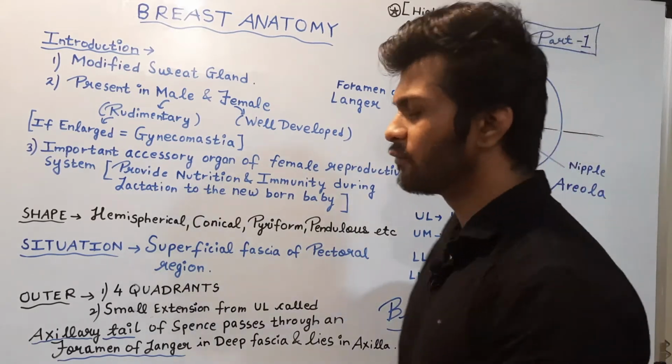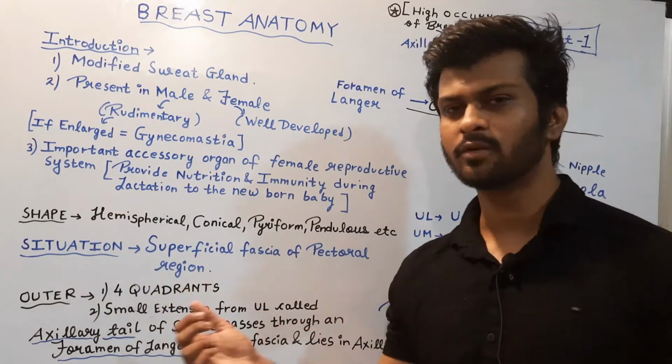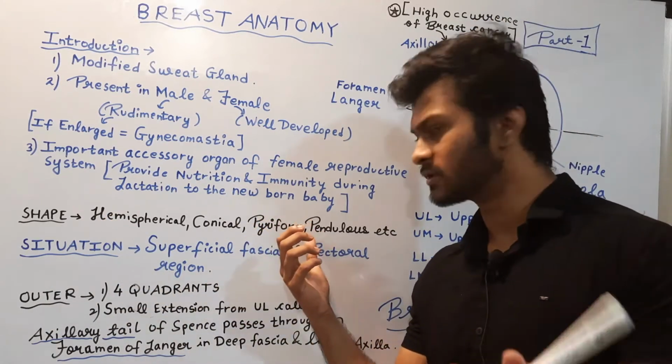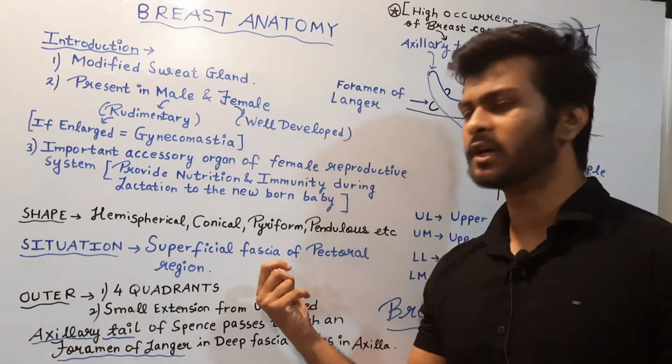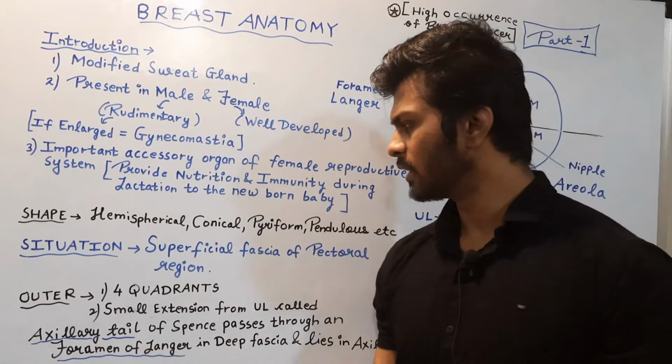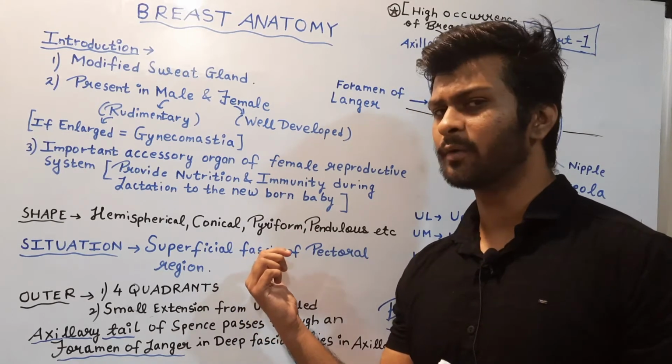Shape: if we see the shape, it can be hemispherical, conical, pyriform, pendulous, etc. Situation: where is it situated? In the superficial fascia of the pectoral region. We will be seeing this in upcoming videos in detail.